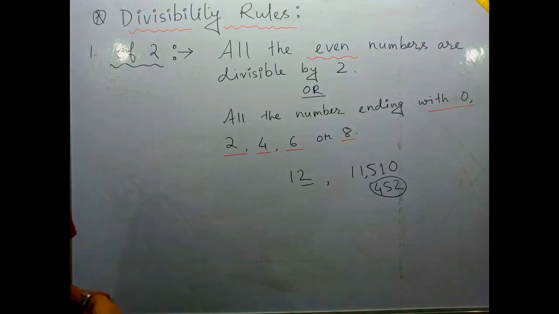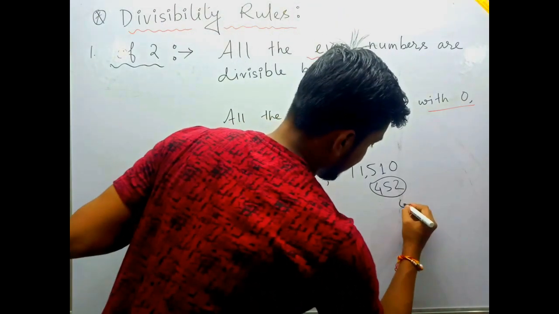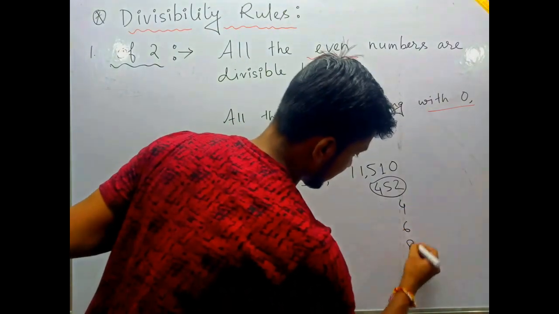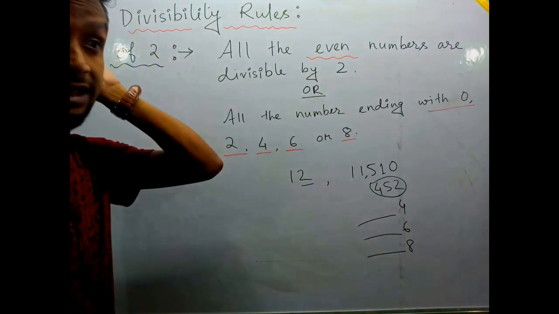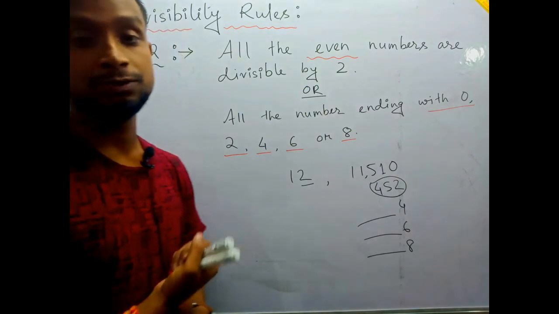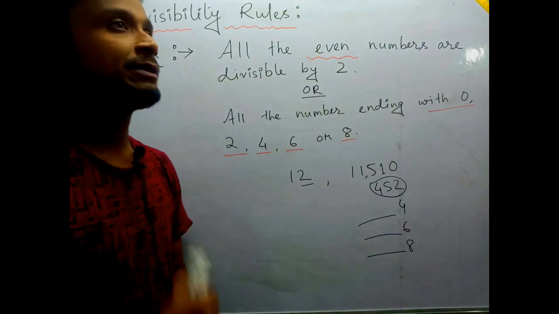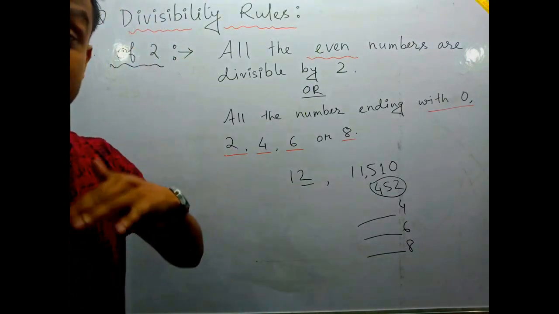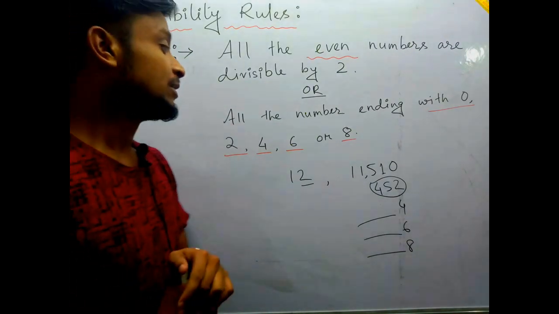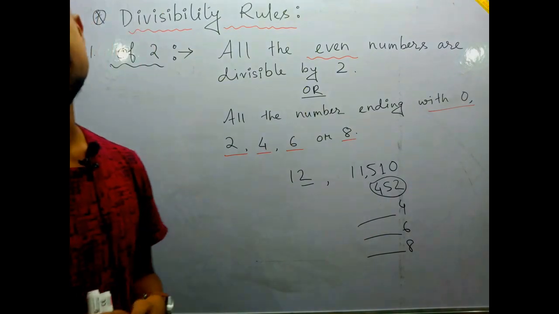Number will be divisible by 2. So ending with 4, ending with 6, ending with 8, all those numbers will be divisible by 2. When we find the factors of a number, first we check will it be divisible by 2. If that number is an even number, then we know that number is divisible by 2.